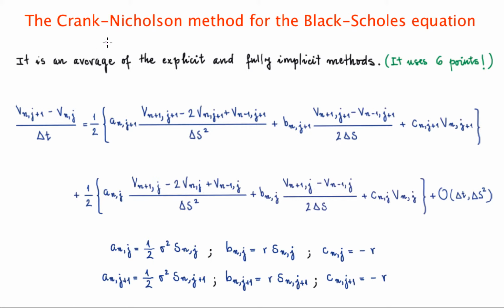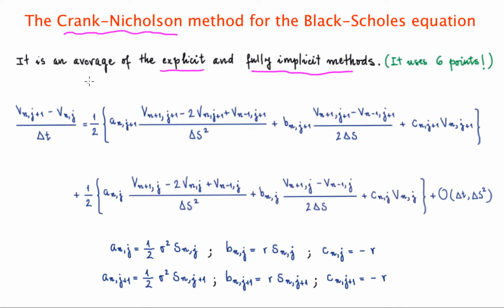And a step forward from the full implicit method is the Crank-Nicolson method. In this case, we are going to apply it to the Black-Scholes equation, but the strategy to get that method is the same one we followed in the case of the diffusion equation. Basically, it's an average of both the explicit and fully implicit methods.